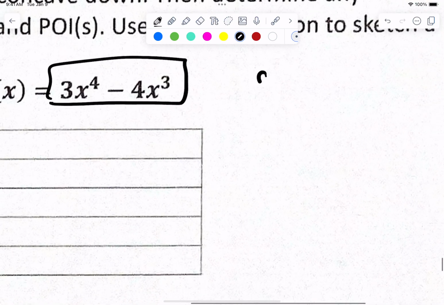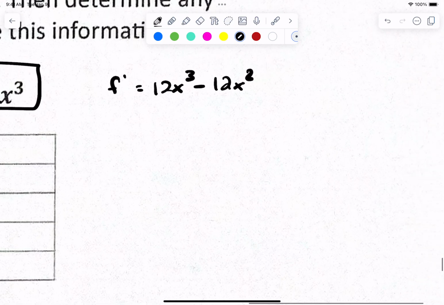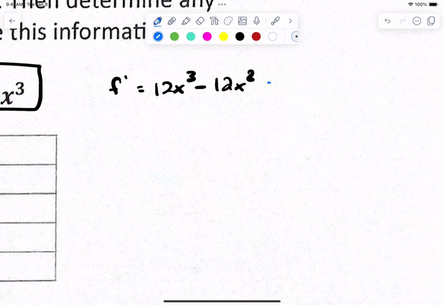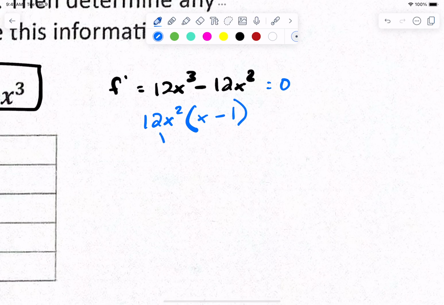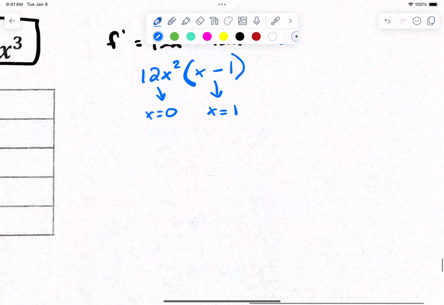Okay, so first derivative, f prime: 12x cubed minus 12x squared. Cool. Let's set it equal to 0. What are you going to take out? Take a 12x squared out. Leftover is x minus 1. If I set this guy equal to 0, x equals 0. If I set this guy equal to 0, x equals 1.